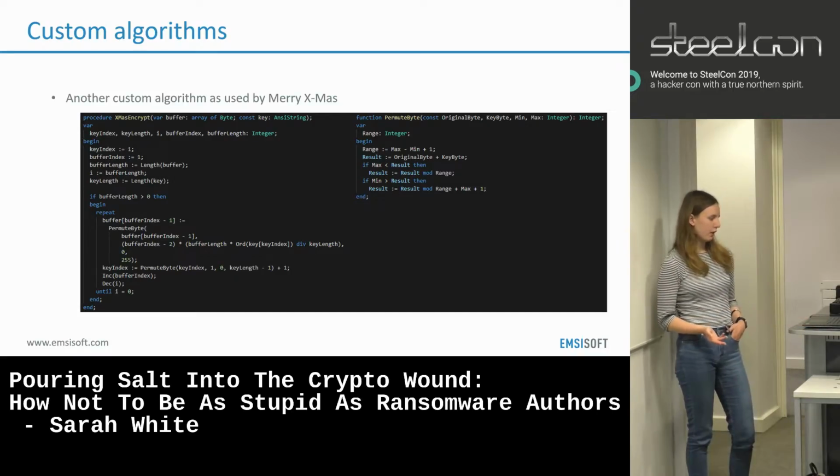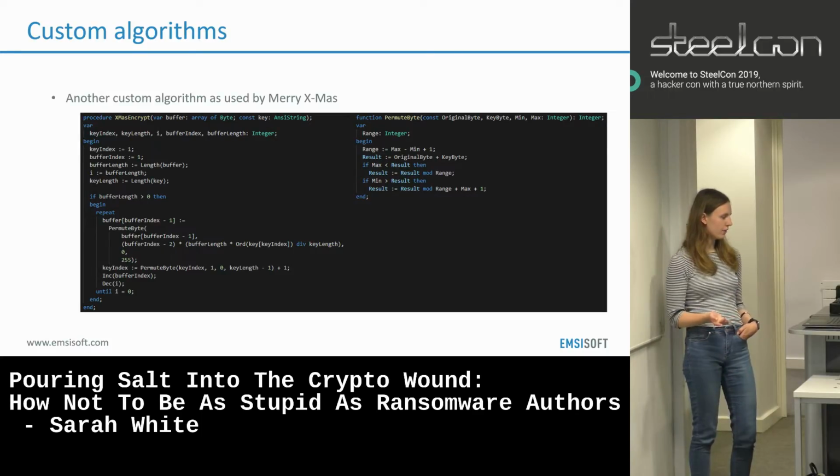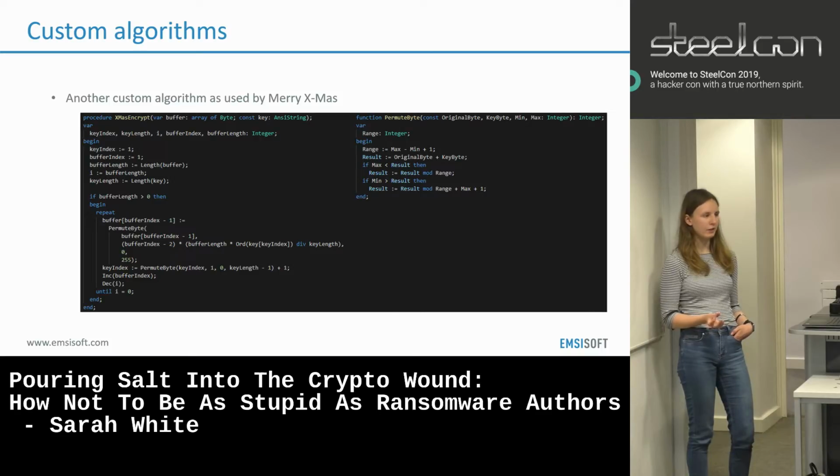Merry Xmas was another ransomware that tried the whole custom encryption. In this case, as you can see, it's a bit more complicated, but the principle was still relatively similar. The algorithm is that each byte in the buffer that holds the plain text is being encrypted by adding the corresponding byte in the buffer with the key, multiplied by a couple variables such as where in the buffer the key is, the length of the overall buffer, and the length of the key. They then pick a new key index and move on to the next byte in the buffer.